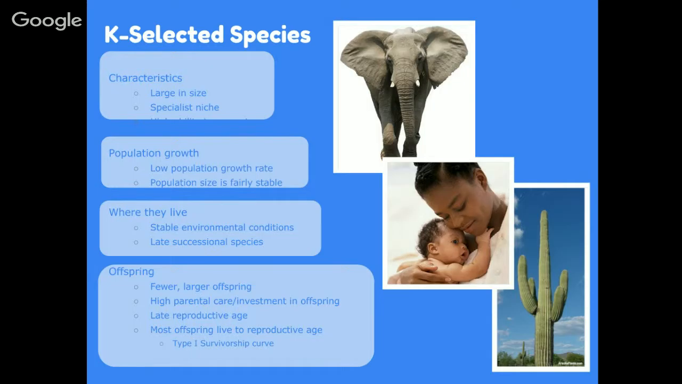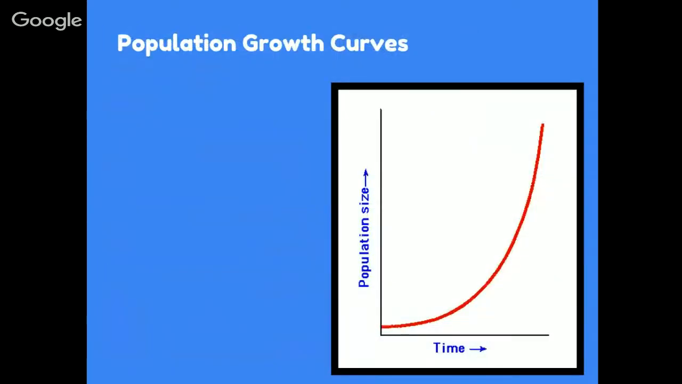They'll have fewer but larger offspring. There's a lot of parental care and investment in those offspring because there are fewer of them. They want to make sure they survive to continue to pass on those genes. They will have a later reproductive age, so the organisms will go to maturity before they're able to reproduce. And most offspring are going to be able to live to reproductive age. And we'll see this represented in a type 1 survivorship curve.